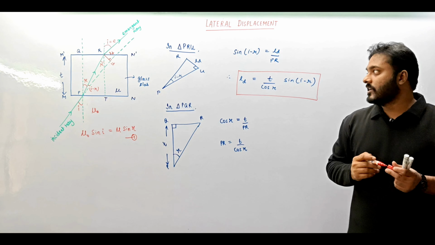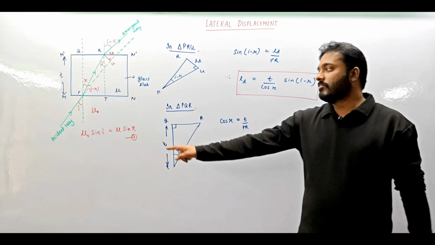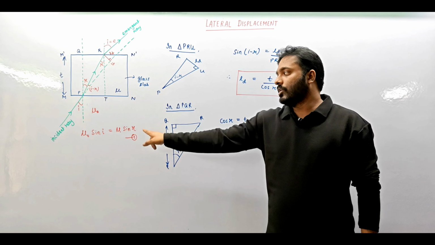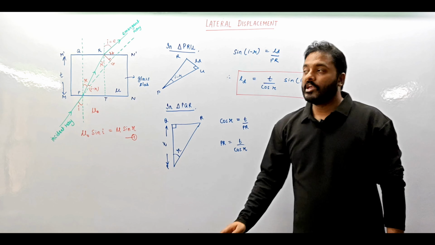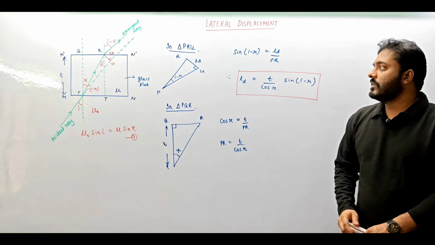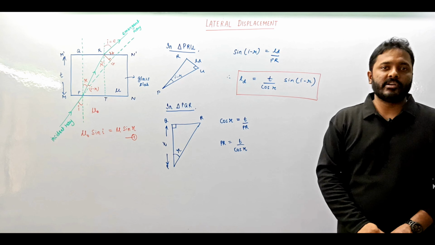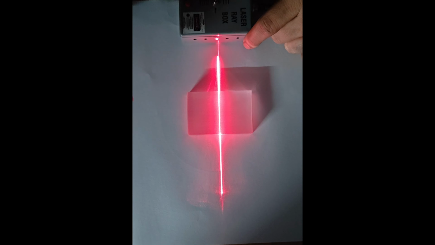Over here, the idea is clear that the lateral displacement will depend upon thickness of the glass slab, the material of the glass slab or the material from which the glass slab is made and the adjoining medium along with the color of the light used. So these are the information that is needed to calculate lateral displacement. So now we are observing lateral displacement.